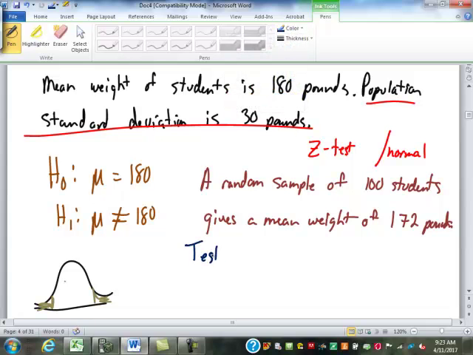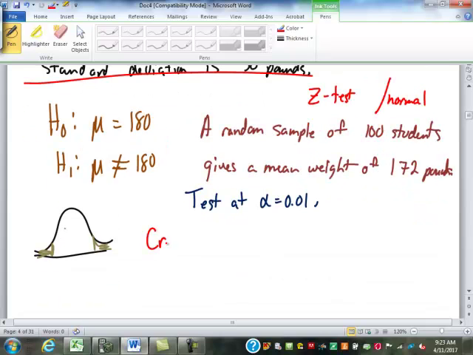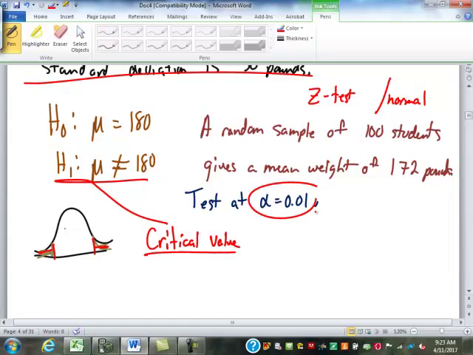Still have to give you alpha. Test at a significance level of 0.01. So again, for our critical value, we use the alternative hypothesis, and as we stated, since that's not equal to, that's telling us we're going to reject on either tail here. Alpha of 0.01 means that probability is 0.01. That has to be split evenly to both tails. So 0.005 here, 0.005 here.